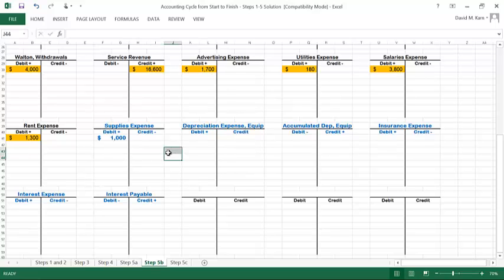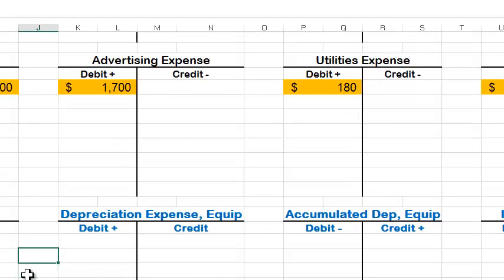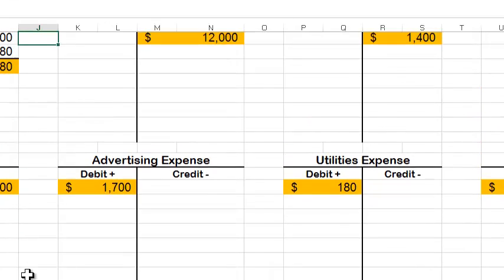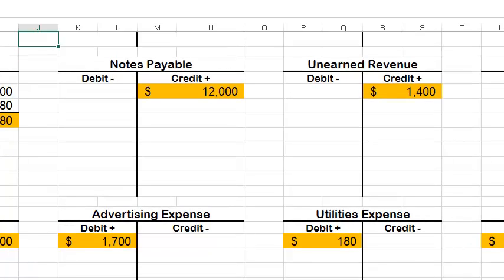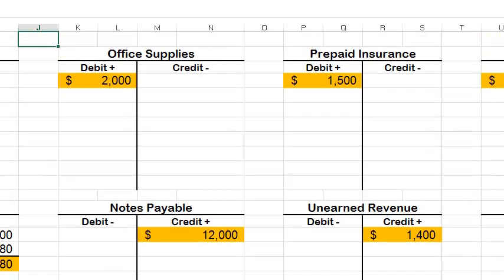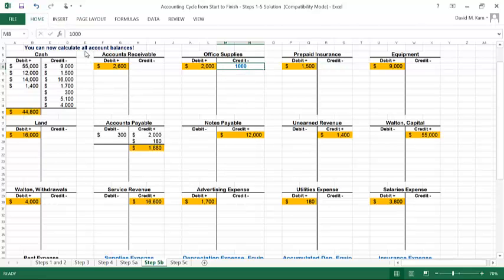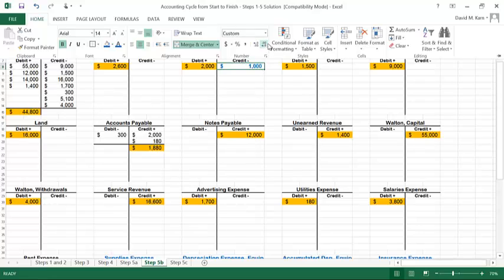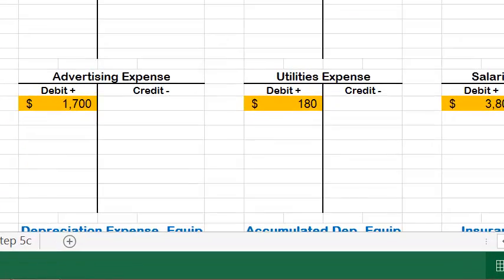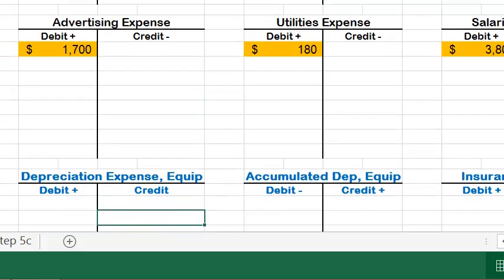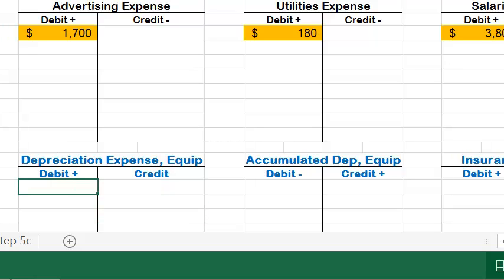Okay, so now we have that $1,000 debit to supplies expense, and then we have to go up and we have to credit and reduce office supplies because we actually consumed and used some of those up. So let's go up there to this account here, and we credit that for $1,000. Okay. Now, the second adjustment, we had to debit depreciation expense equipment. So we'll debit that for $150. And we will have to credit accumulated depreciation for $150.